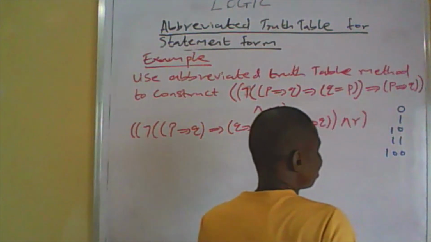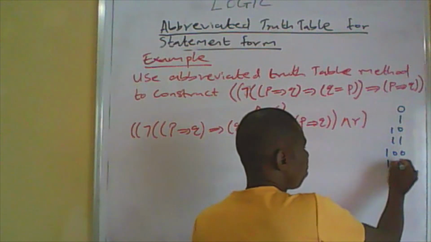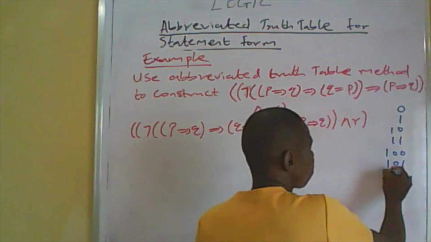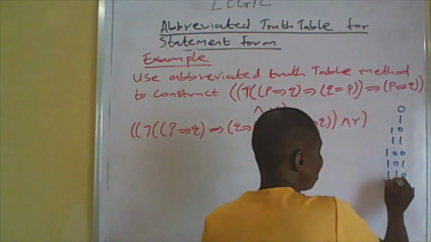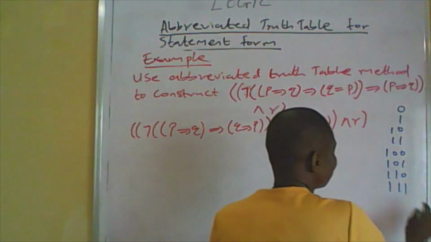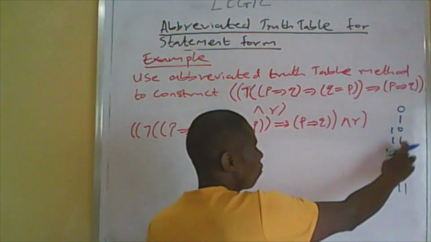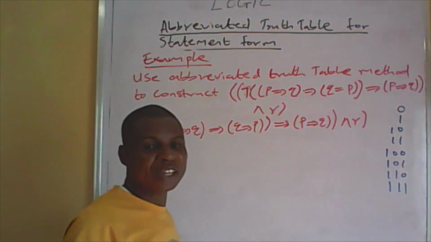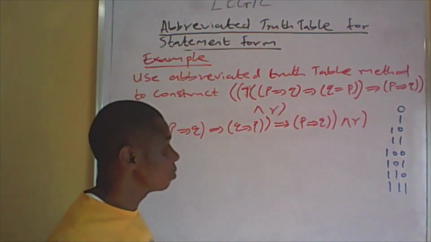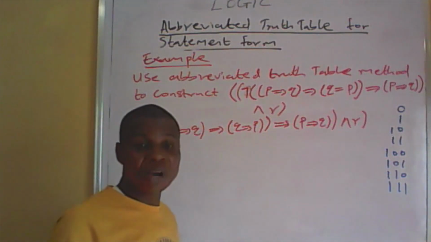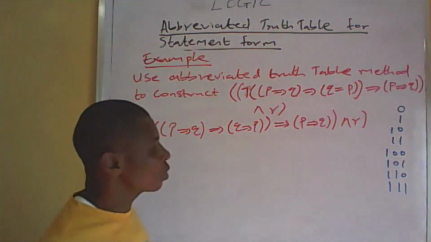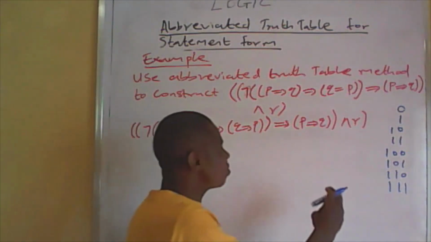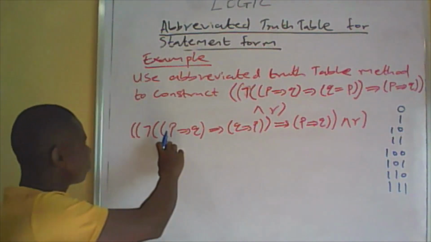After 100, we have 101. After 101, we have 110. After 100, we have what? 111. Now I have 1, 2, 3, 4, 5, 6, 7, 8. Now I have gotten up to 8 numbers that involve 0 and 1. But you see that we have 3 simple statements.